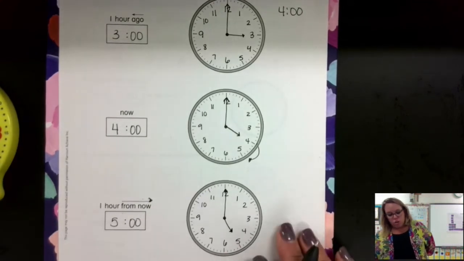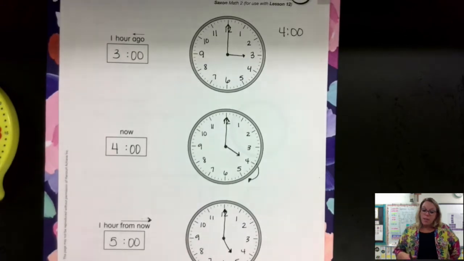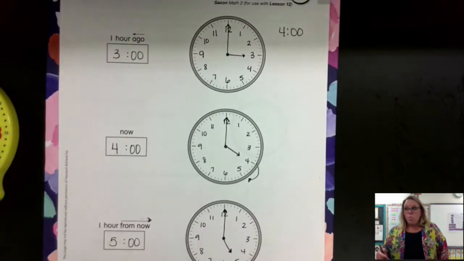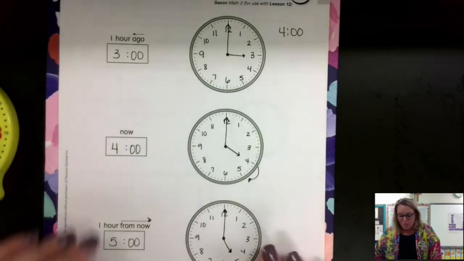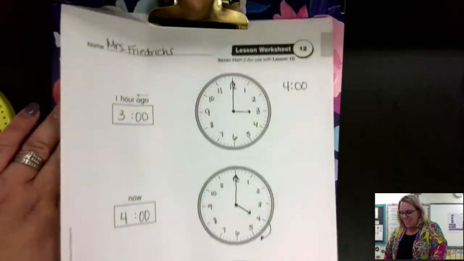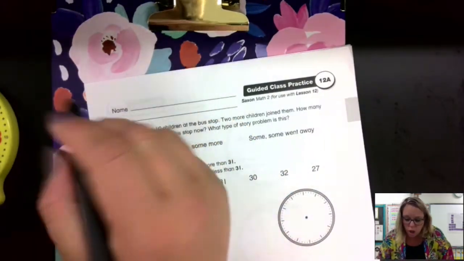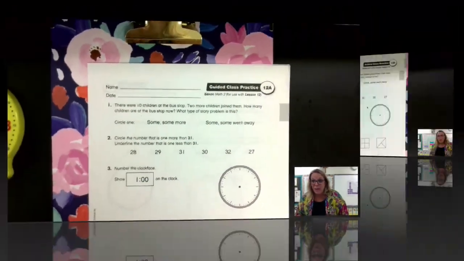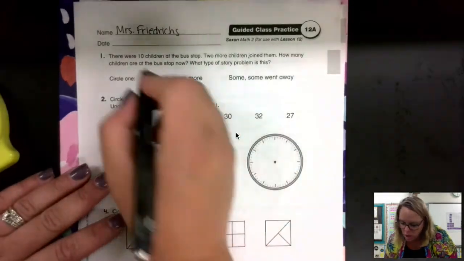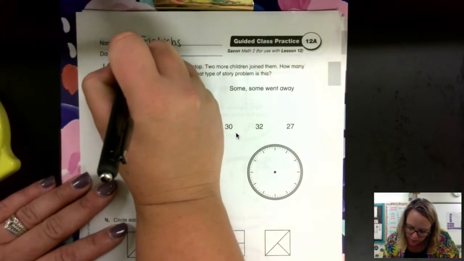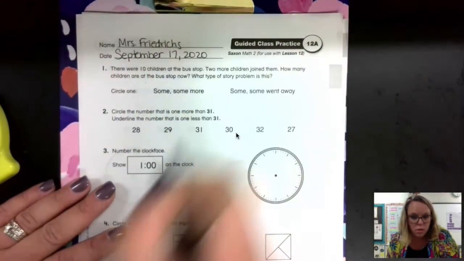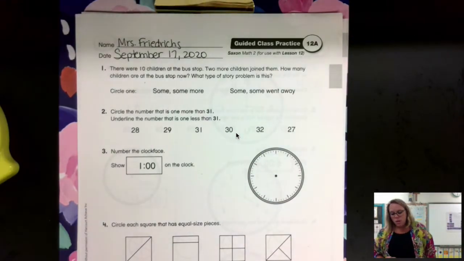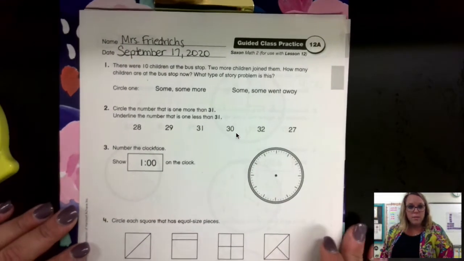We're going to be starting to show this every day in our calendar time, as well as working on this during our guided class practice. So make sure that you are ready for that. Today we are going to be looking at this guided class practice. So go ahead, get your name and date on this paper. First grade, so you should have this piece of paper out. Your name should be on it, and the date today is September 17th, 2020. So make sure you have capital S, September 17th, 2020.